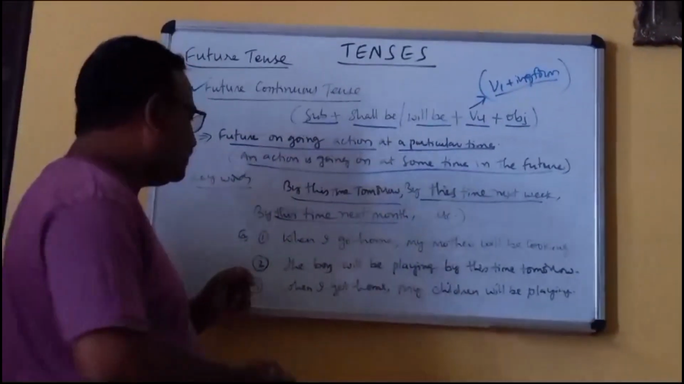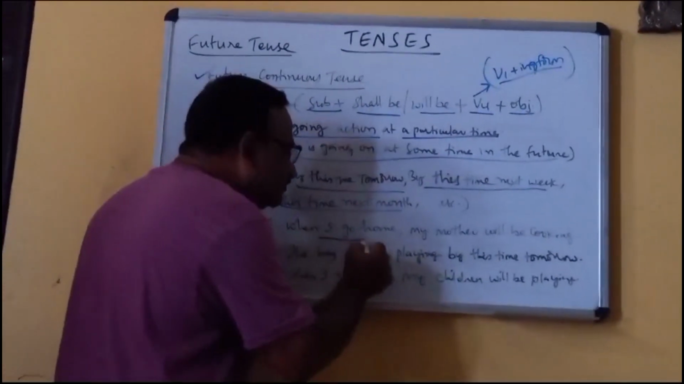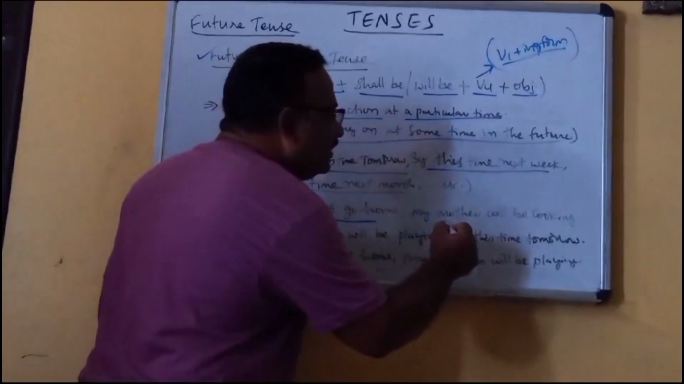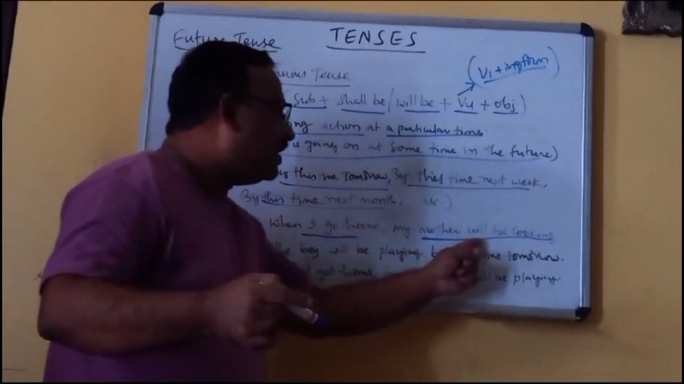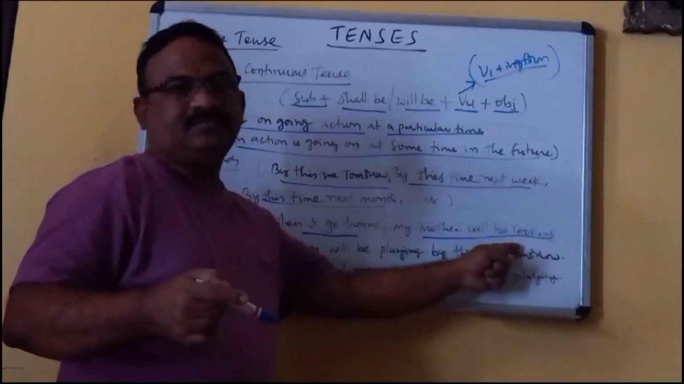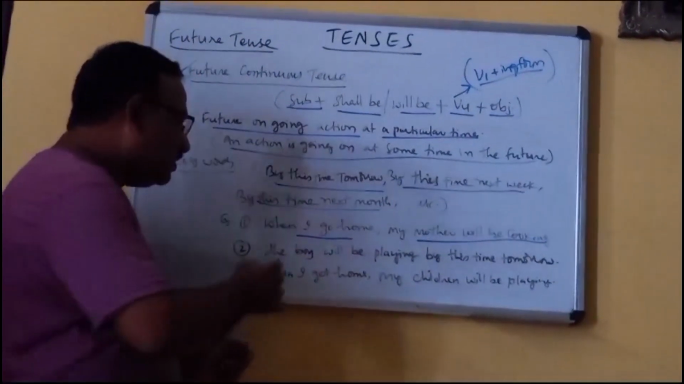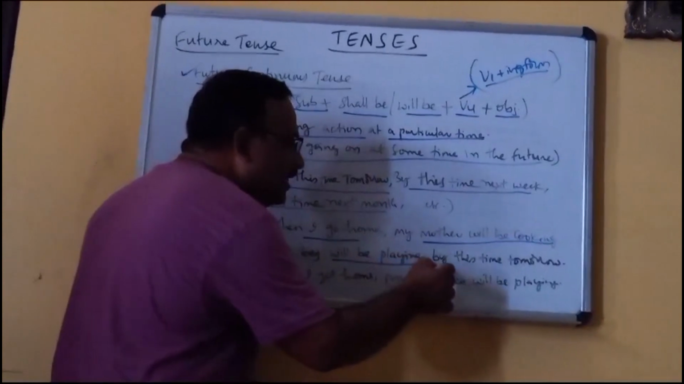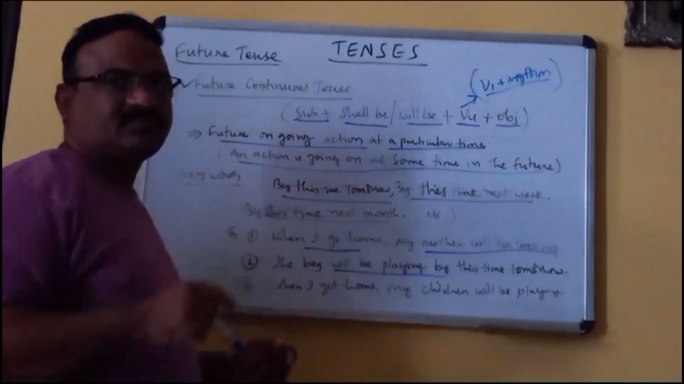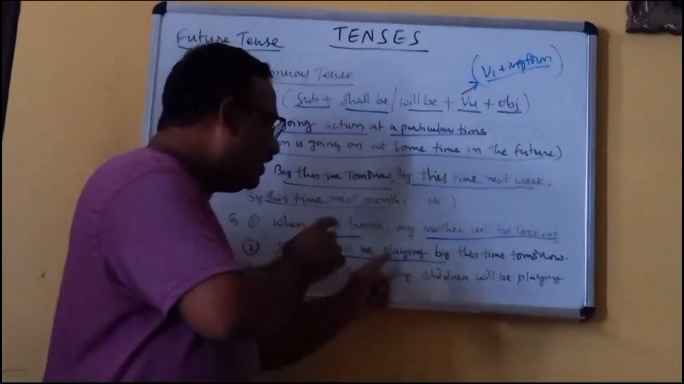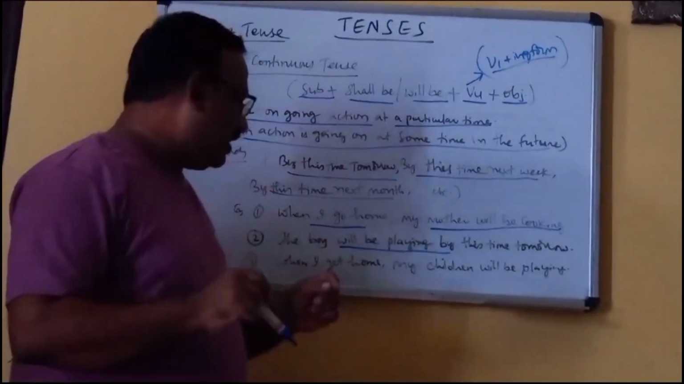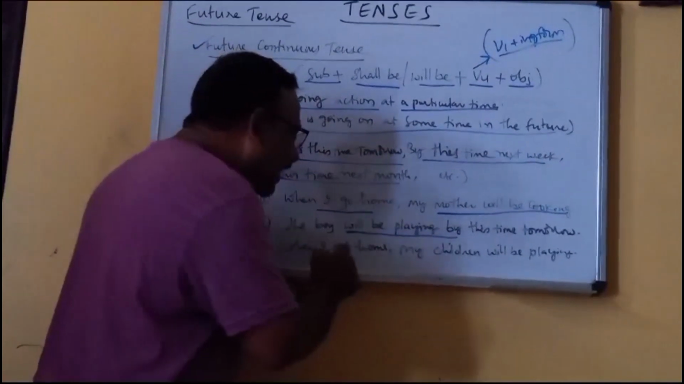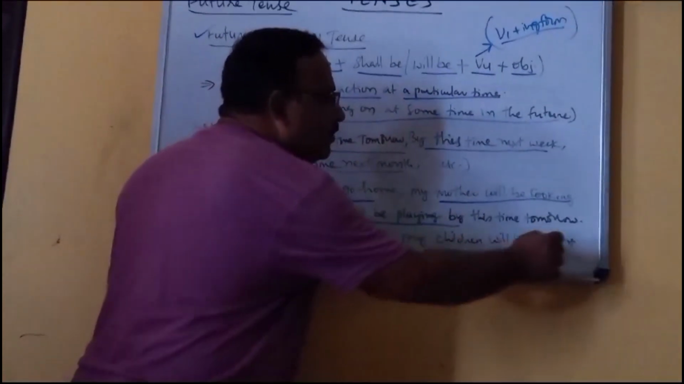Let us see examples. When I go home, my mother will be cooking. And one more example. The boy will be playing by this time tomorrow. When I get home, my children will be playing.